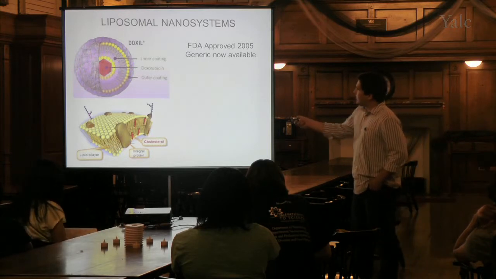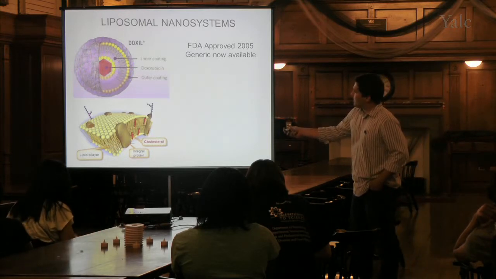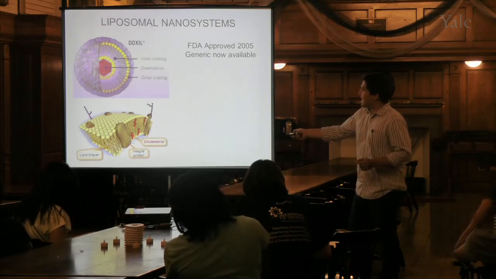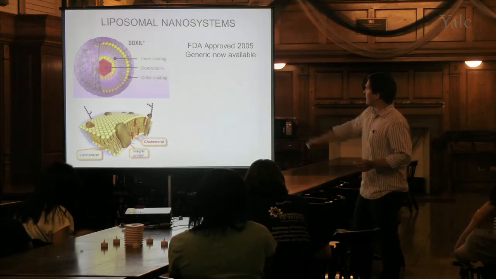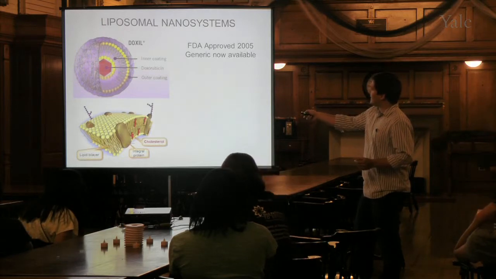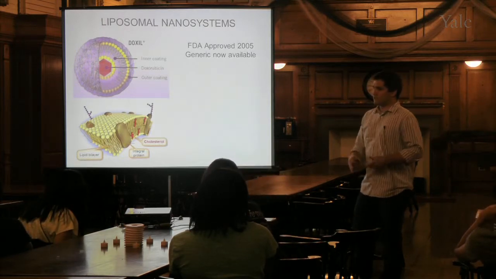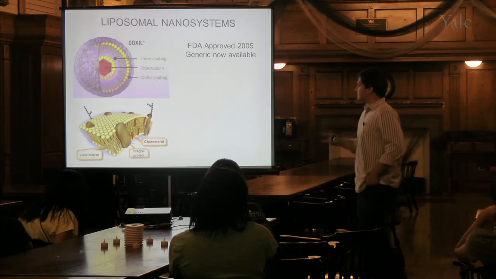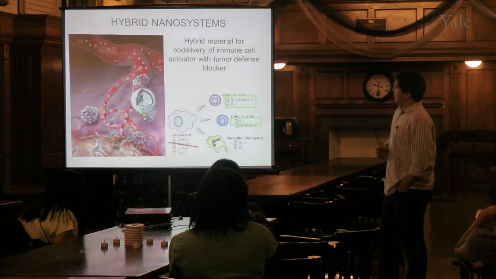But one thing I wanted to show is one type of nanoparticle that uses the same types of technology that our cells use, with a lipid bilayer basically surrounding the conventional drug. This is called Doxil, and it's actually been approved since 2005. It's even generic now. So nanoparticles are not an entirely new thing.